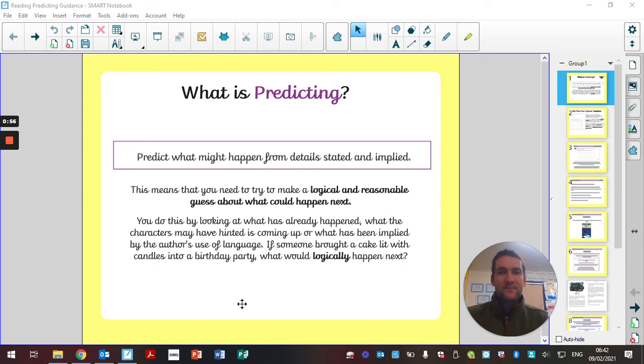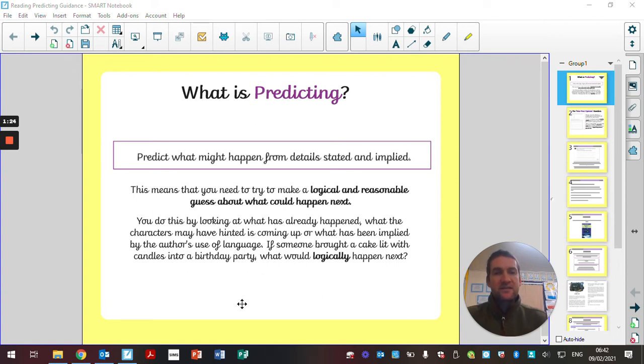Predicting is predicting what might happen from the details stated and implied from what you have read. This means you need to try to make a logical and reasonable guess about what could happen next. You do this by looking at what has already happened, what the characters may have hinted is coming up, or what has been implied by the author's use of language.